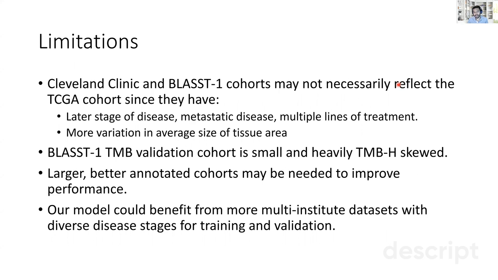Of course, there are limitations to our work. Our Cleveland Clinic and our BLAST1 cohorts may not necessarily reflect the TCGA cohort since they have later stage disease, more metastatic disease, multiple lines of treatment, more variation in the size of the tissue, and also the tissue was preserved in a different manner. Also, our TMB validation cohort is fairly small and heavily TMB high skewed. So we definitely need larger, better annotated, multi-institute and more variable data sets with diverse stages of disease for improving our training and validation so we can improve our performance.